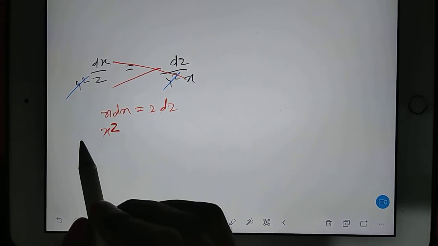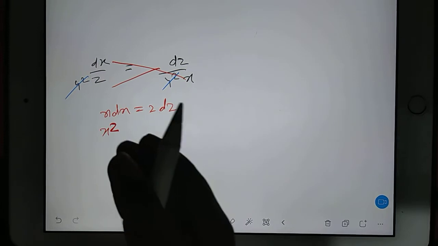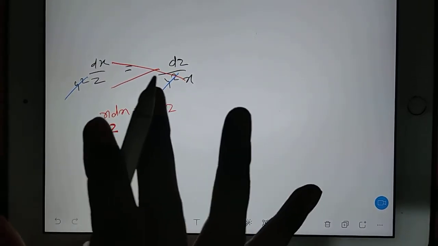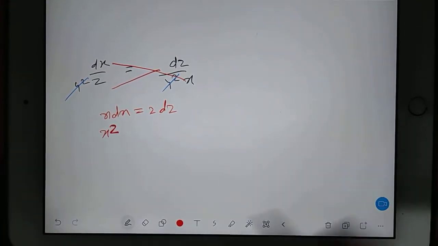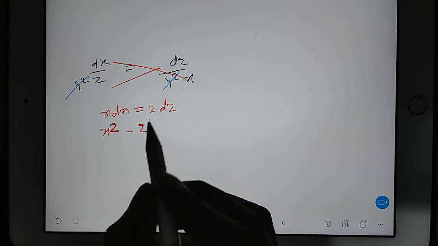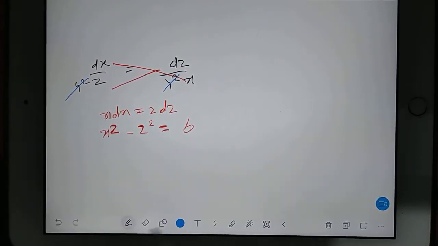Now some more topics will come, not for every equation. Currently we have chosen the linear part. So right now you solve in this way. When new topics come, I will also give some other solutions. So x square minus z square is equal to any other constant b.